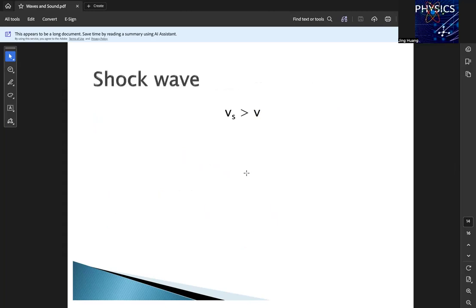A shock wave. If the object goes faster than the sound, that creates a shock wave. A shock wave can be extremely loud, and that sometimes can be damaging. That's why we usually limit how fast airplanes fly, to prevent creating a lot of shock waves.